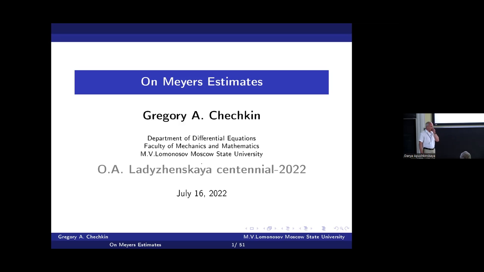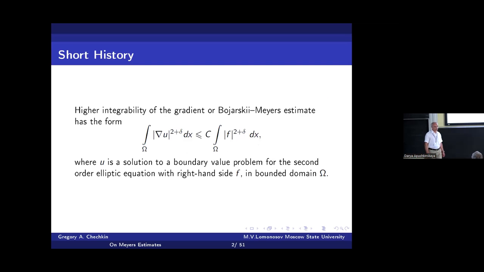Today I want to present some results which were obtained during the last 1.5 years. These results are connected with some estimate which was proved for the first time by Boyarsky, but then Meyers proved it in a much more general case, and now these inequalities are known as Meyers estimates.